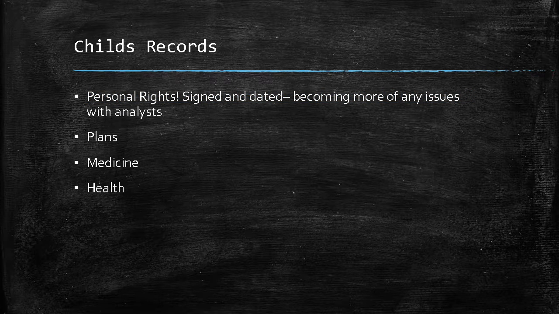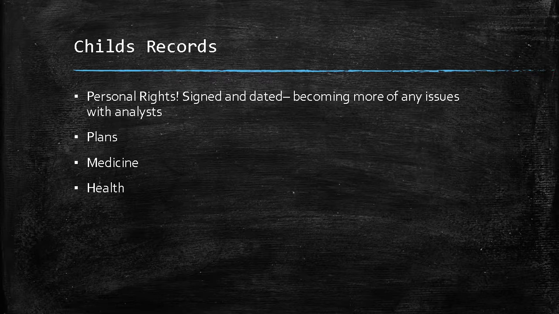So when it comes to child records, a big thing is plans, another one is medicine, and another one is health. So those are the areas that you're going to want to make sure that you have your records up to date for each individual child in your program. Also, personal rights. This needs to be signed and dated, because I'm hearing from more and more people in the community that the personal rights issue is becoming something that analysts are looking for.